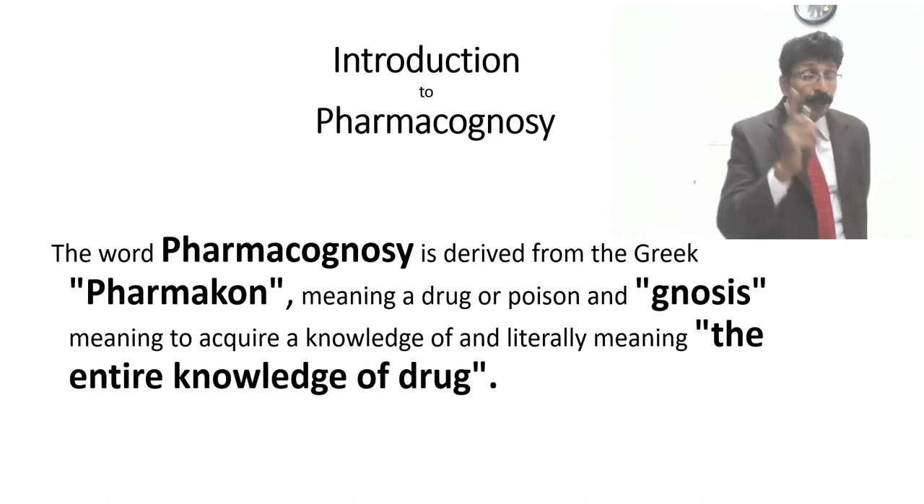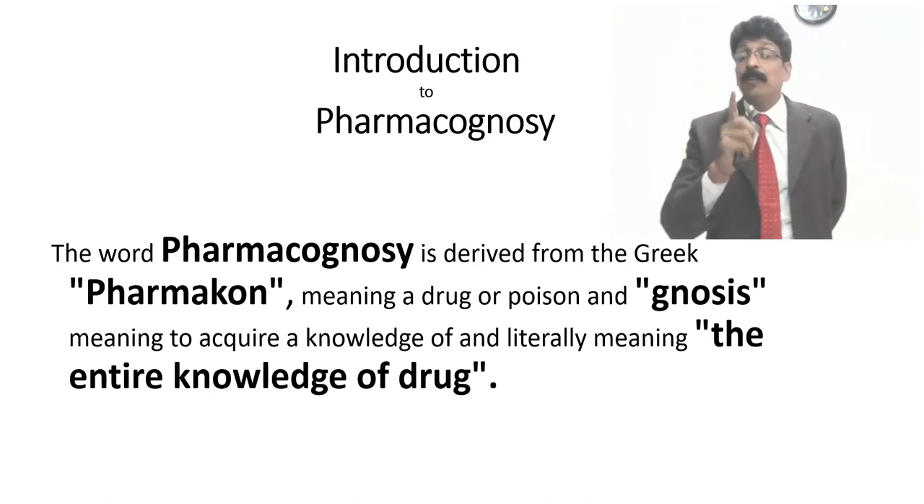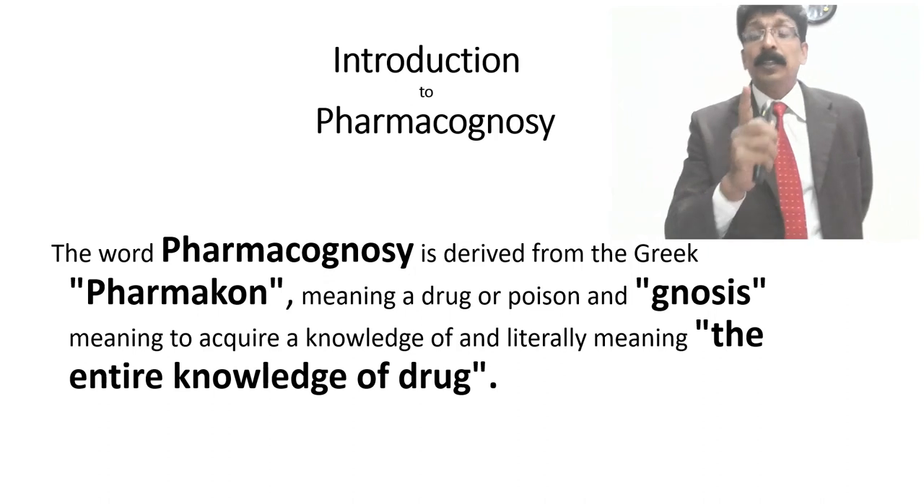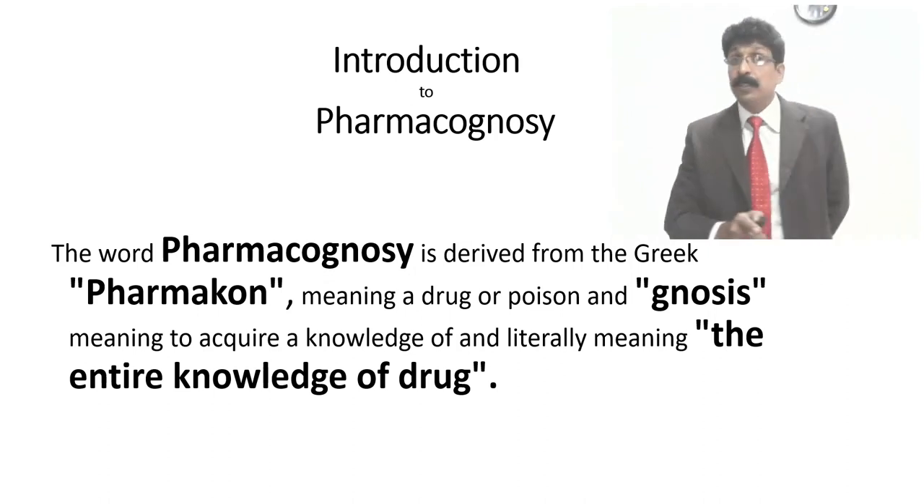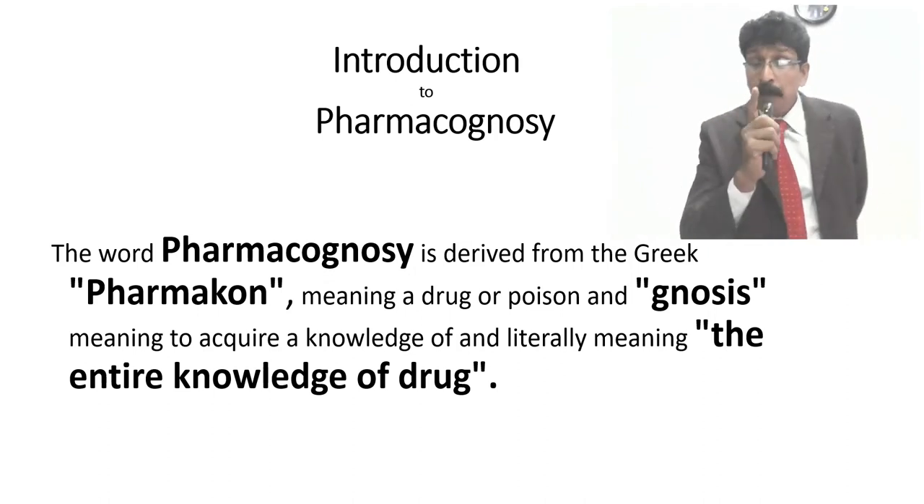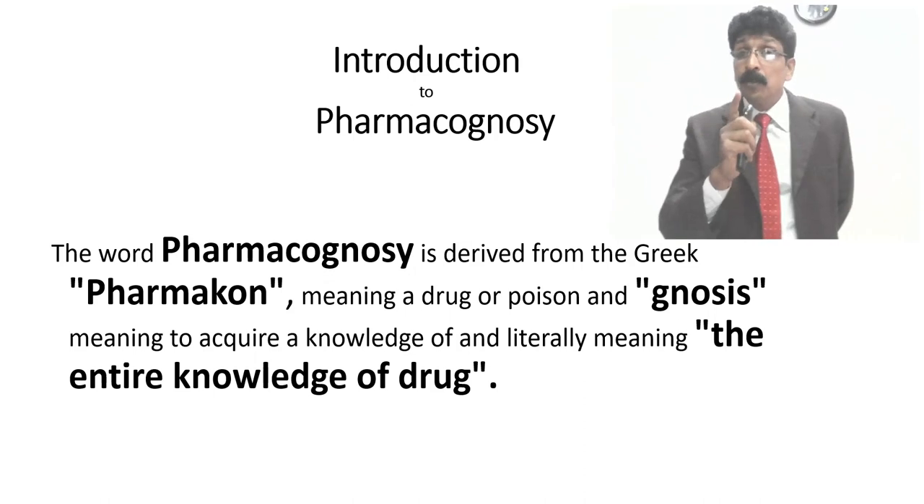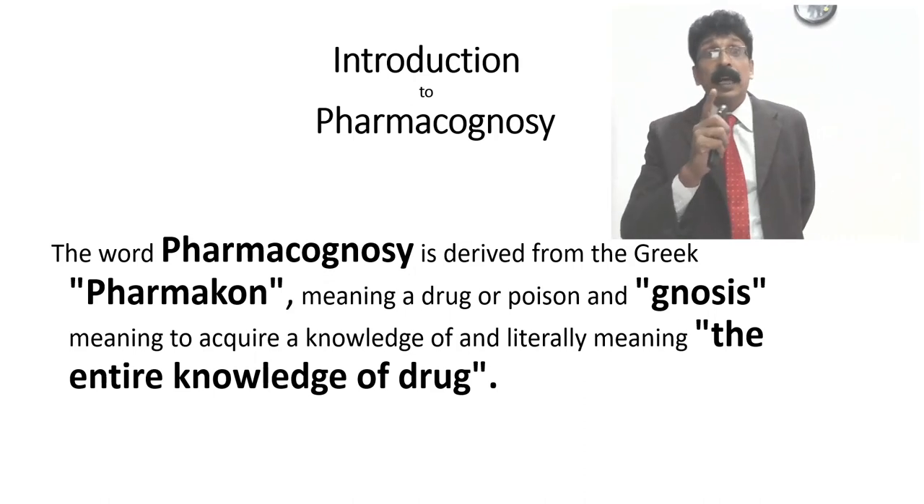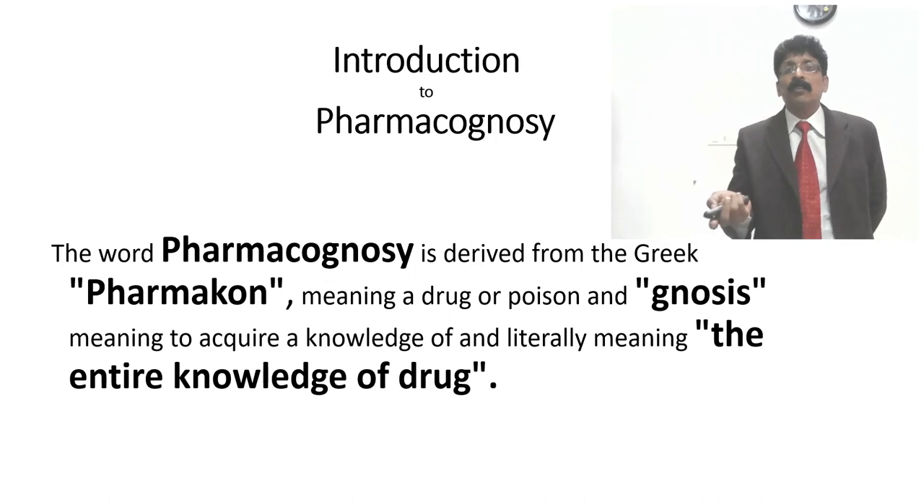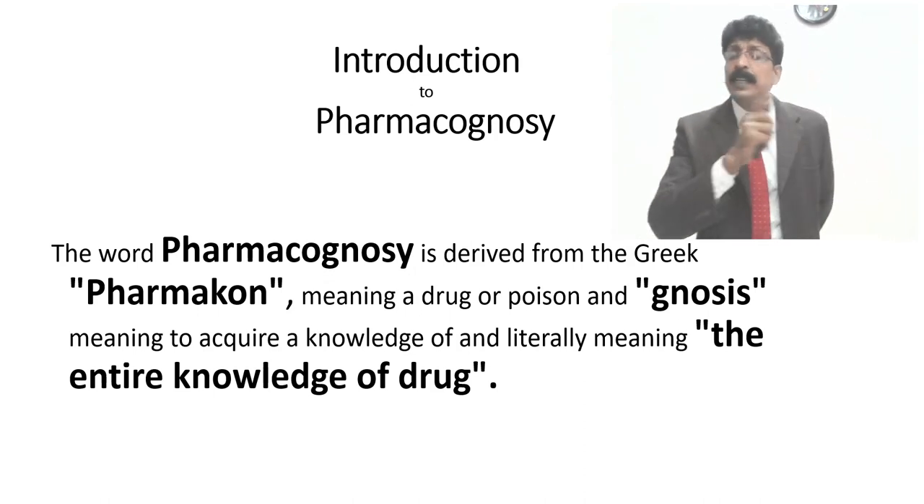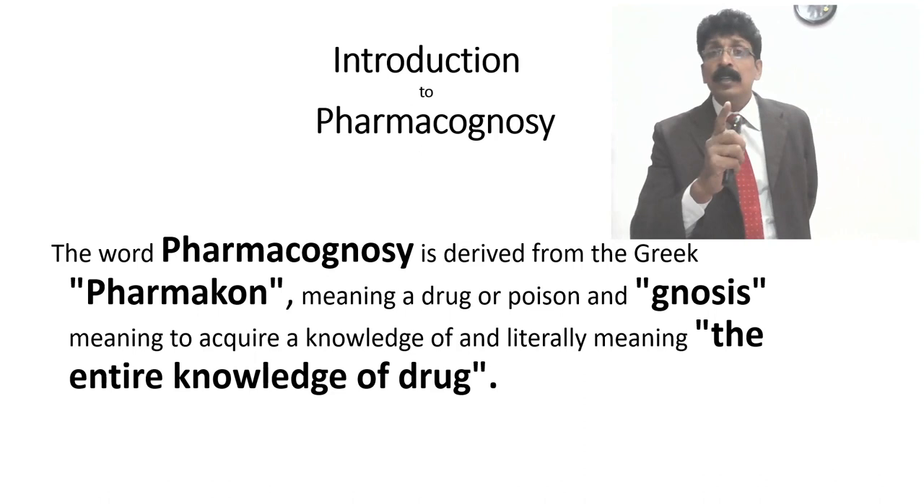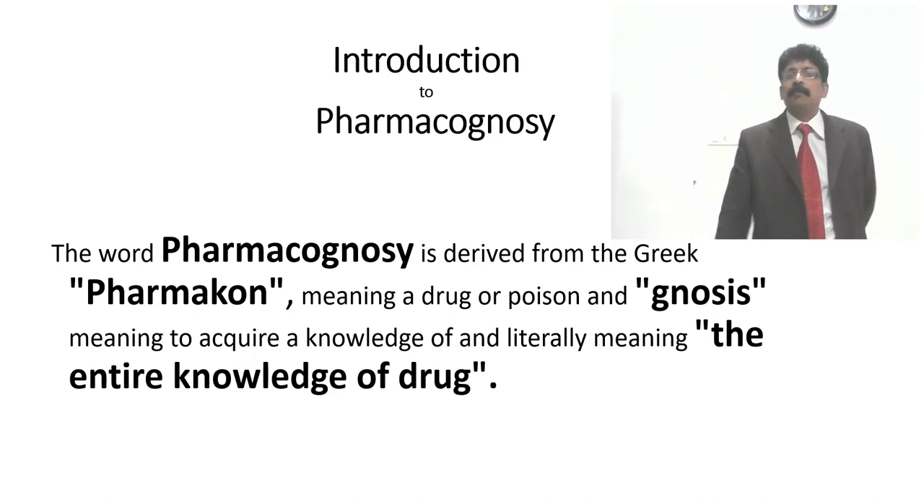Your pharmacology teacher might have told you about dose: there is a minimum dose concentration and a maximum dose concentration in the blood, above which it is called toxic concentration. So everything depends on dose, whether it is a food, a drug, a poison or toxicity.